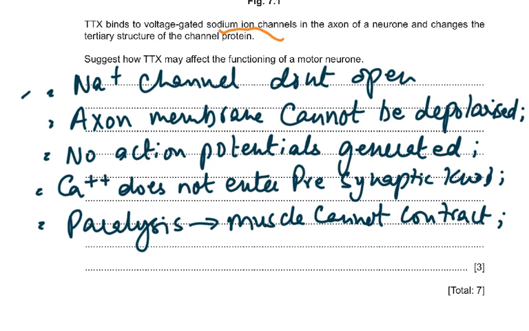So sodium channels do not open, axon membrane cannot be depolarized, no action potential generated, calcium ions do not enter the presynaptic knob, so no impulse in the motor neuron, so muscles will not contract, and this results in paralysis. This is one possible answer, and of course the other one which I have just told you, you can have a look at the mark scheme and see the other possible answer as well, but this will get you your 3 out of 3.